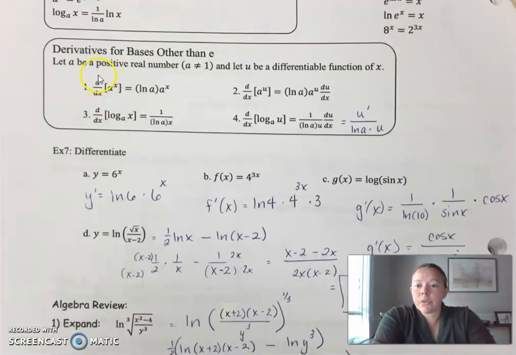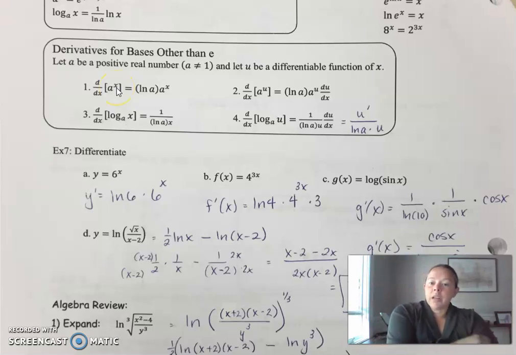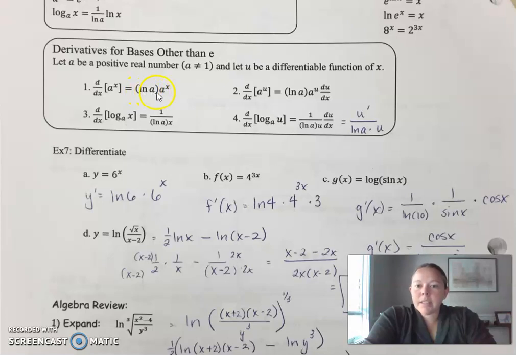Here's the calculus. So d/dx of a to the x. When you do this derivative, it's natural log of the base times the original exponential. Now, this is the same as e to the x. But if this was e to the x, it'd be natural log of e times e to the x. Well, what's natural log of e? It's just 1, so we don't write it. So you've been doing this all along. This is the new component because it's not base e, it's base a.